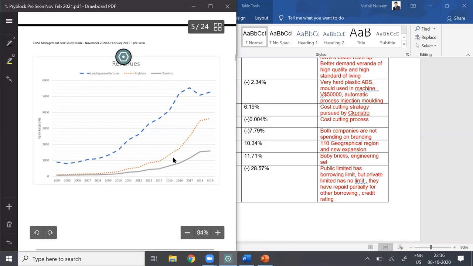And then when they introduced the engineering set, engineers also don't consume bricks always. You get what I'm saying? An engineer will buy only one set, but he will be using that set for many, many business projects. So that is the reason behind that. Are you getting what I'm saying?